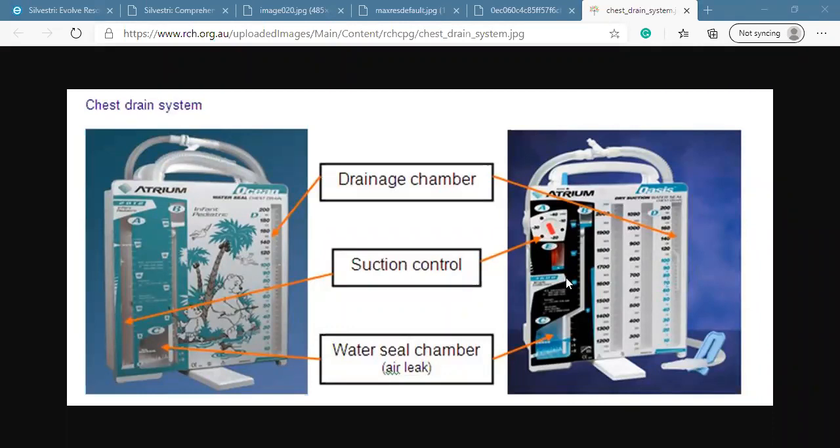So what we have to know for the NCLEX board exam from here is that bubbling in the water seal is okay, but the bubbling will be intermittent, not continuous. If continuous bubbling, it is a bad sign. It indicates there is some leakage. And intermittent bubbling in the water seal indicates a good sign. We have to know this one.